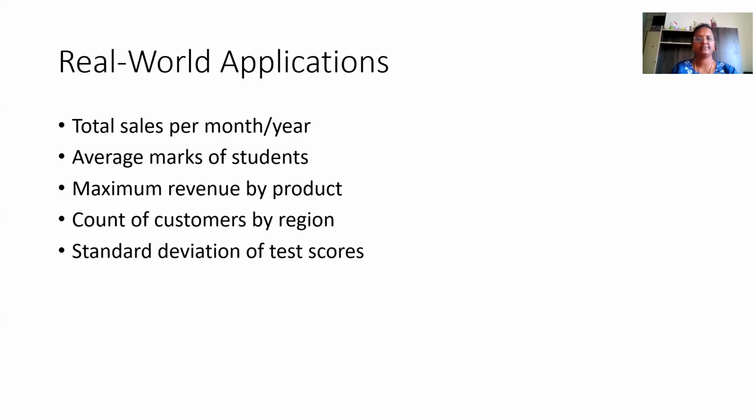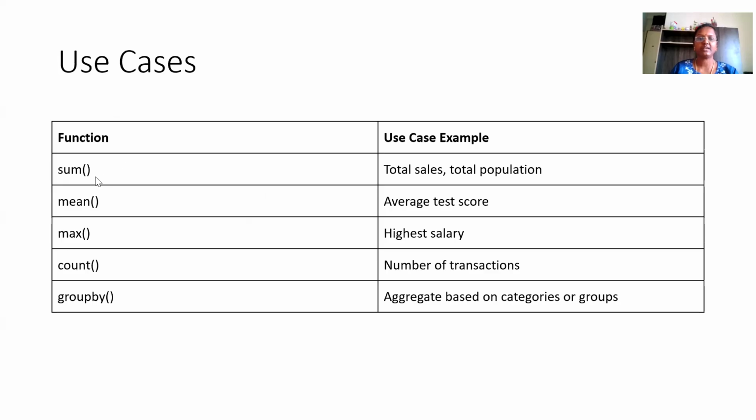Where are we applying these aggregate functions? Total sales per month or year, average marks of the students, maximum revenue by product, count of customers by region, standard deviation of test scores. In these types of real-world applications, you can apply aggregate functions. Use cases, as we have seen: sum for total sales and total population. Mean can be applied in average test score calculation. Maximum can be applied in highest salary calculation. The count aggregation function can be applied to the number of transactions that happened. Group by can be applied to aggregate based on categories or groups.